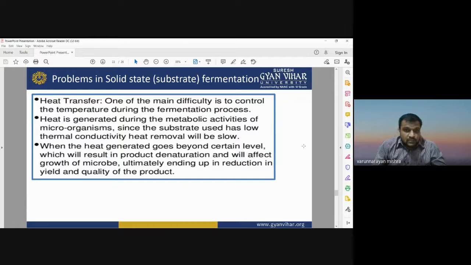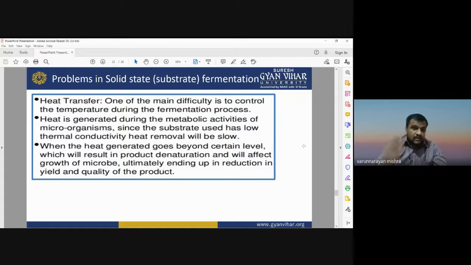Heat is generated during the metabolic activities of the microorganisms. Since the substrate used has low thermal conductivity, heat removal will be slow. When the heat generated crosses a certain level, it will result in product degeneration, and it will affect the growth of the microbe, ultimately ending up in a reduction in the yield and quality of the product.